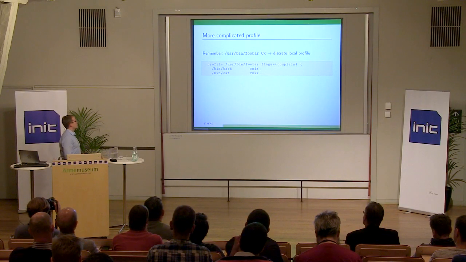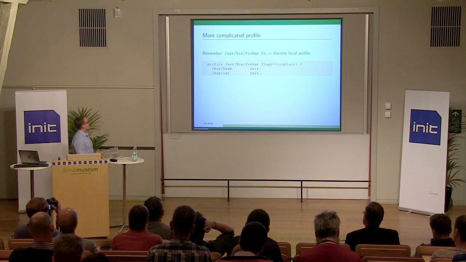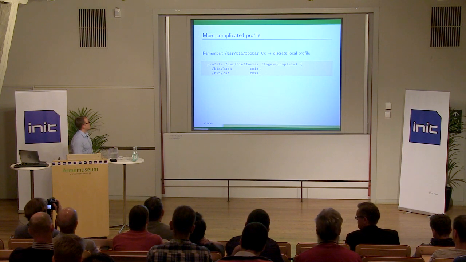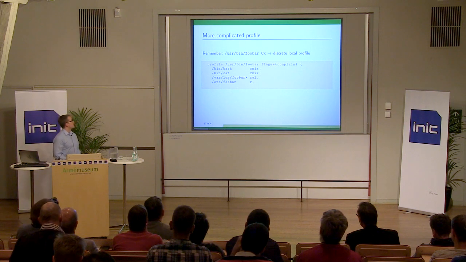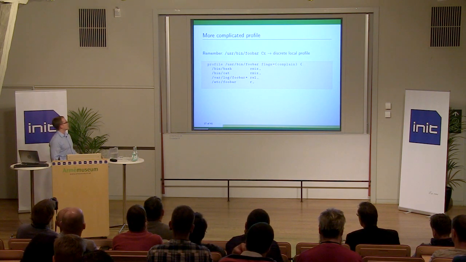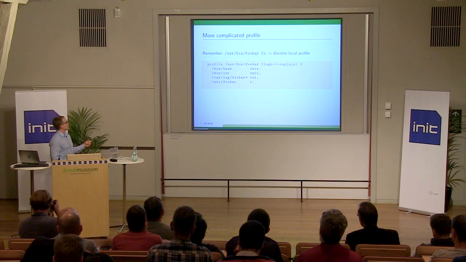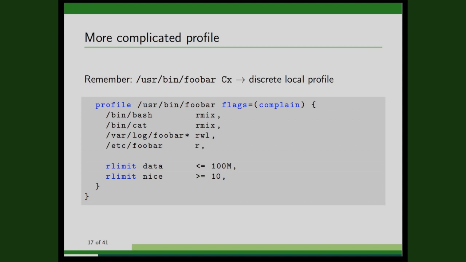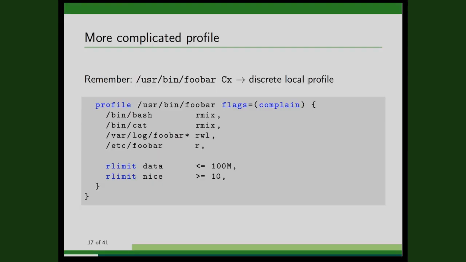So in this case, we allow it the reading, memory mapping, and execution in this current profile of bash and cat. Next, we allow it the reading, writing, and linking of files that match this pattern, and the reading of its configuration file. And last but not least, we also have a keyword rlimit. With that, we can place certain limits on the running process. So with those two statements, we would put a limit of 100 megabytes on the data segment, and we would only allow it to run with nice values equal or greater to 10.